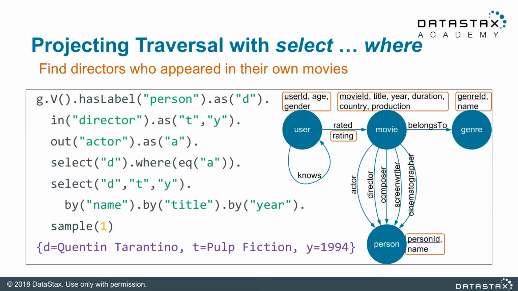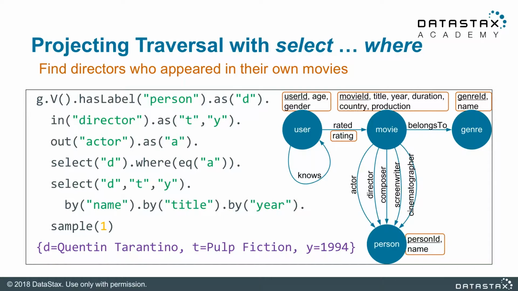Next, let's bring the step where into our query as a filter. In this example, we want to find directors who appeared in their own movies. In this traversal, we want to start with our person vertices, but we only want to start with those people who both directed and acted in the same movie. Now, this query is going to have to be run in OLAP mode because it requires analyzing a full partition of vertices, namely the person vertices.